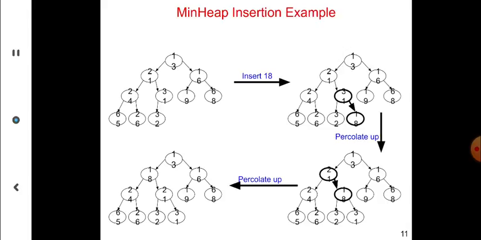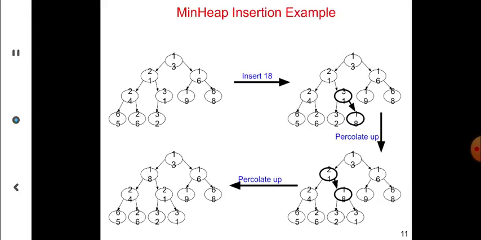Initially this 18 will be inserted in order to ensure that it is a complete binary tree. So 18 normally comes at a particular place, and then I see that 18 is smaller than 31. So I have to go for percolation up. That means I have to swap the values. When you are swapping 18 and 31, 18 comes up, 31 comes down.